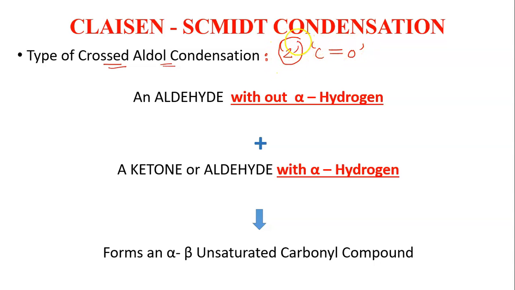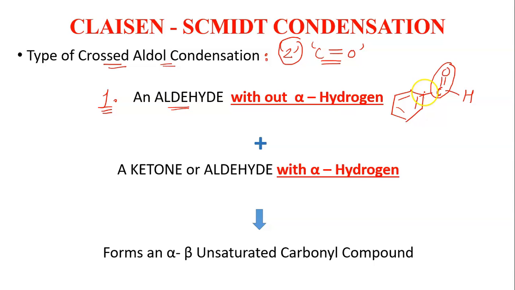So both the reactants will carry the carbonyl functional group. So what's different between them? The first compound must be an aldehyde, and this aldehyde should be devoid of an alpha hydrogen. So an aldehyde without alpha hydrogen. For example, benzaldehyde. So this is the carbonyl compound, carbonyl functional group.